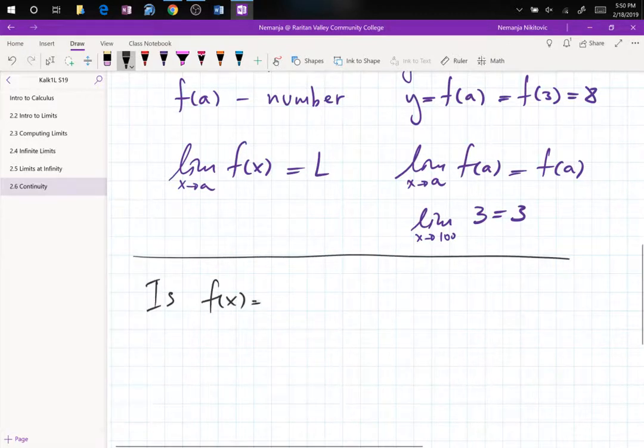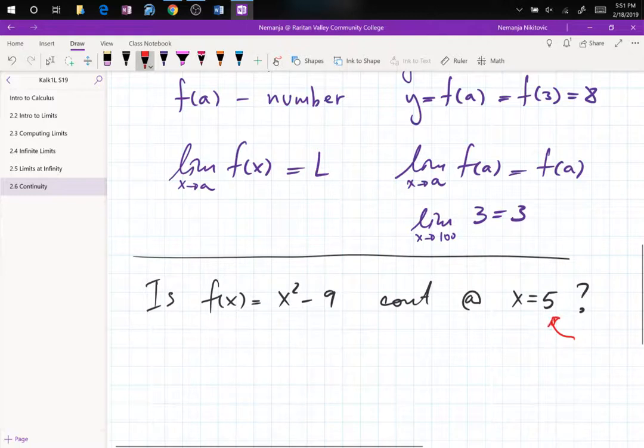Is f of x equals x squared minus 9 continuous at x equals 5? So now this 5 is your a. That's your a. You remember it's x equals a? So your a is 5. All right, 3 rules. Number 1, f of a must exist.